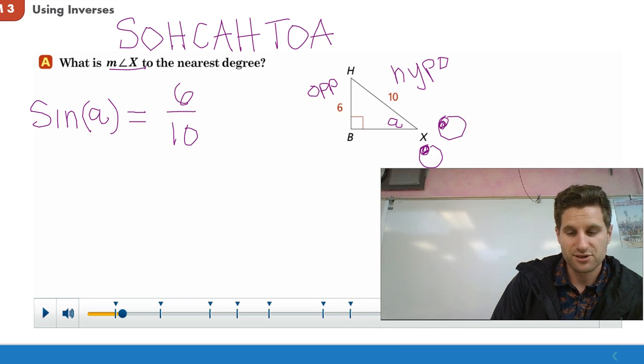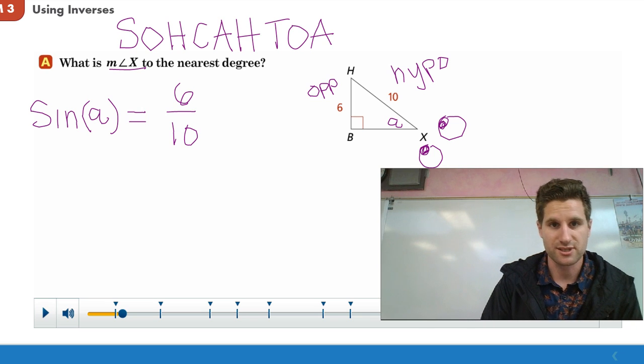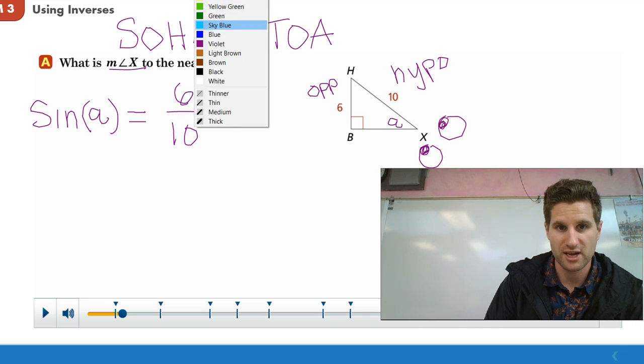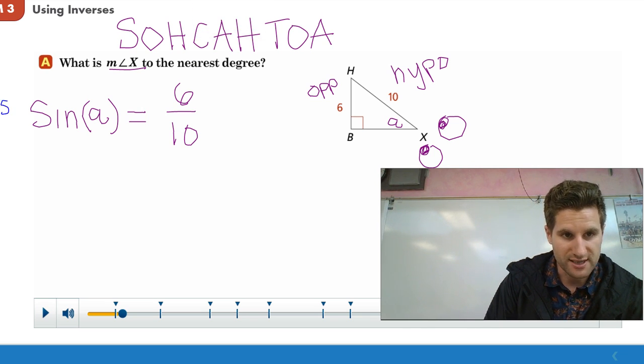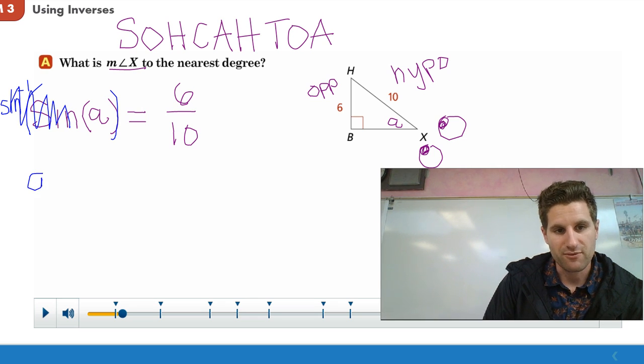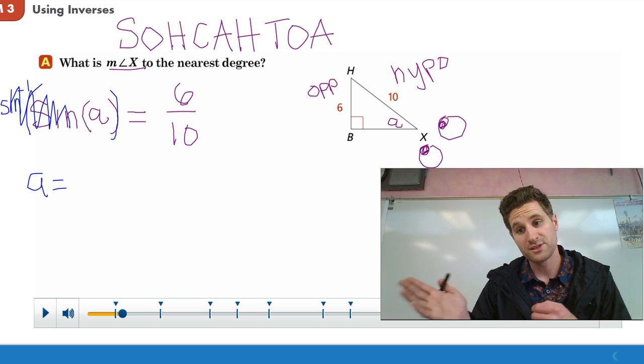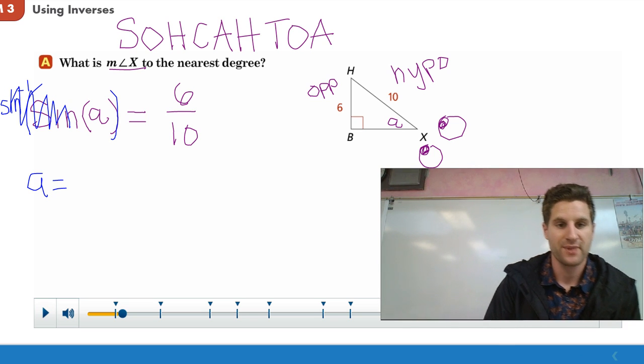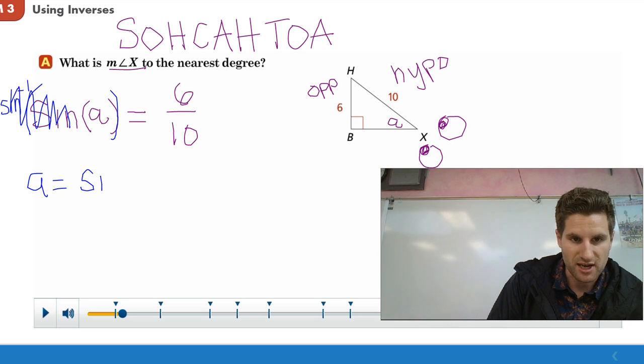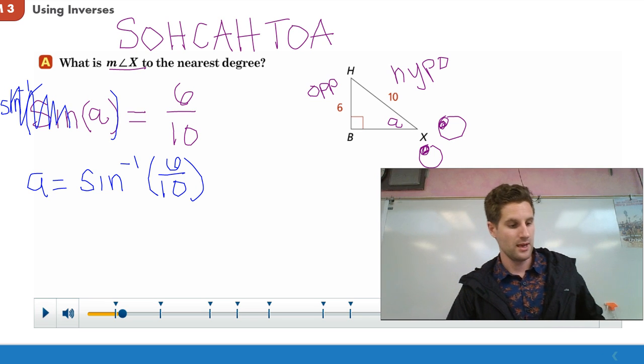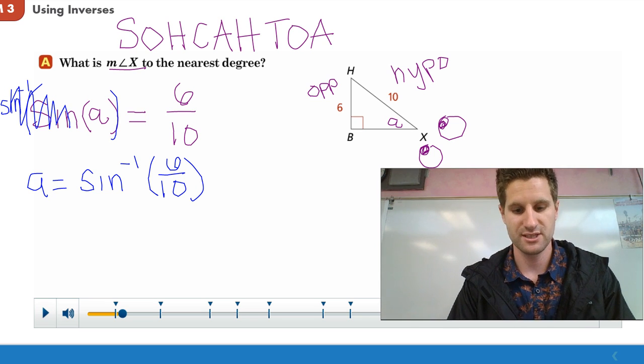So if I take the inverse sine of both sides, it's actually going to cancel out the original sine we have. So over here I could take sine -1, that's the inverse of this side. And what happens is it cancels that out, and so I'm left with A. Whatever I do to one side of the equation I have to do to the other. So that means this is going to become sine -1 of 6/10.